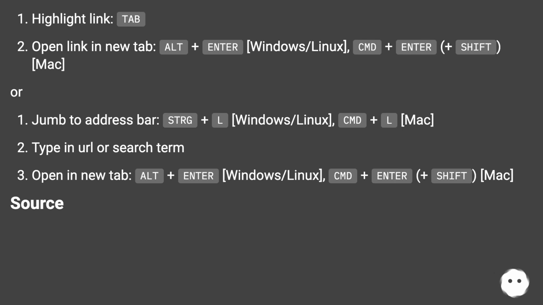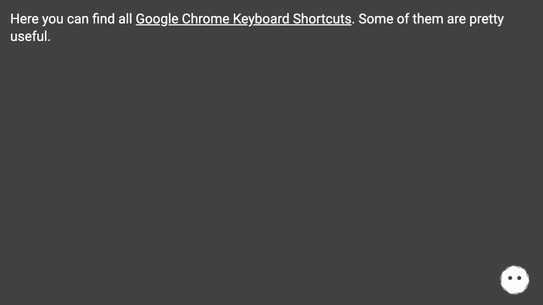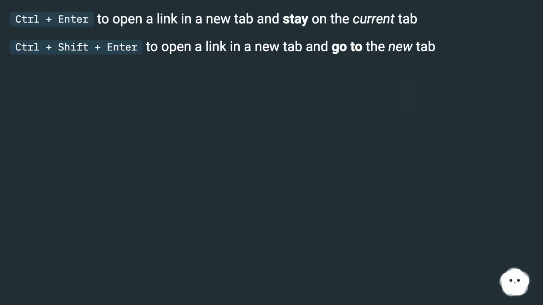Source. Here you can find all Google Chrome keyboard shortcuts. Some of them are pretty useful. Ctrl plus enter to open a link in a new tab and stay on the current tab. Ctrl plus Shift plus enter to open a link in a new tab and go to the new tab.